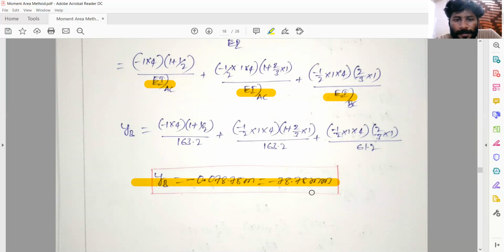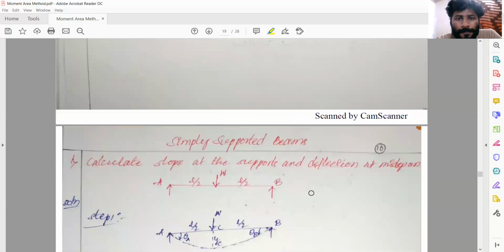So that's it, the problems on the cantilever beam. In the next class, we'll move on to simply supported beams.